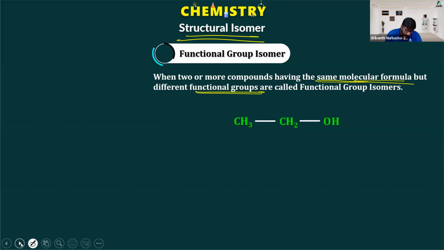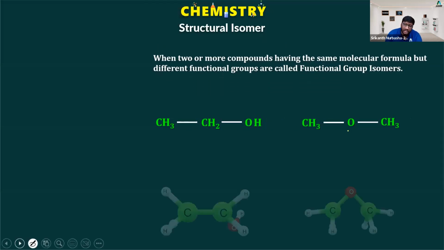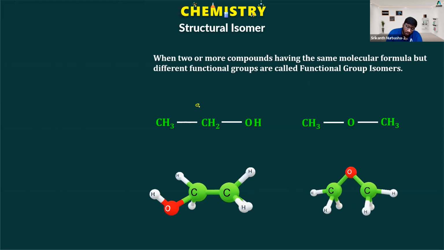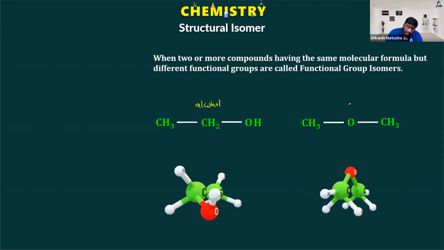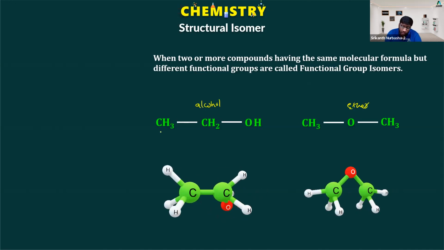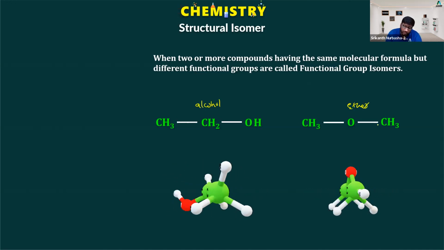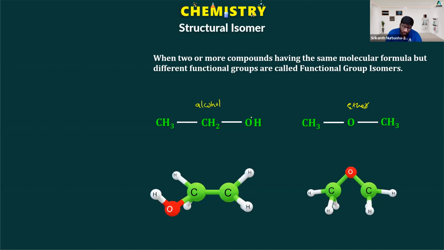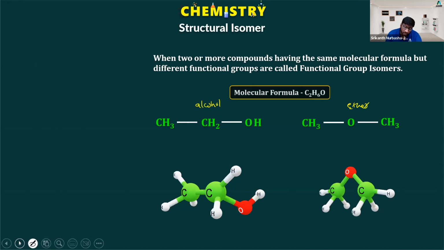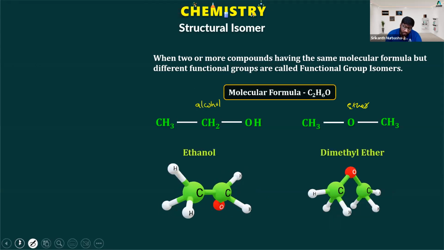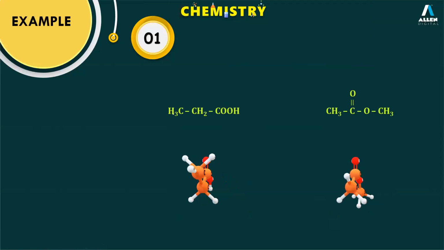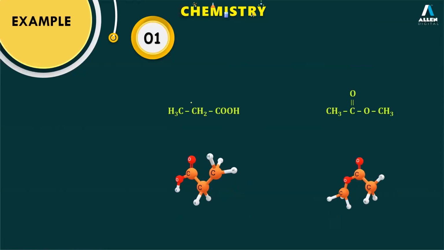CH3CH2OH, CH3OCH3, alcohol and ether. They have the same molecular formula, these two compounds, C2H6O, and they have different functional groups, so they are called functional group isomers. What about different other cases? What different other functional groups can you have? Ketone idea. Yeah, we'll be looking at all the cases.